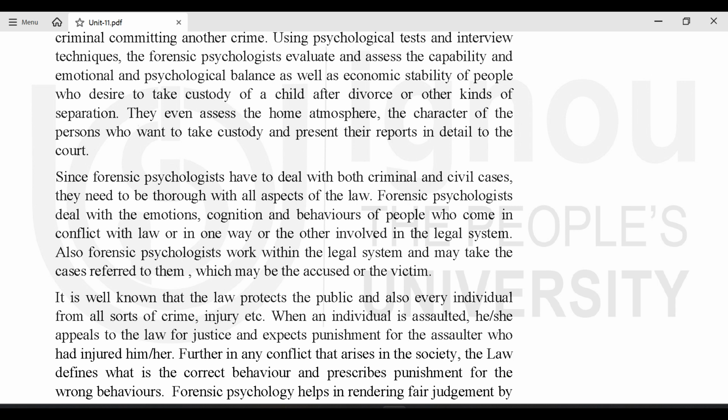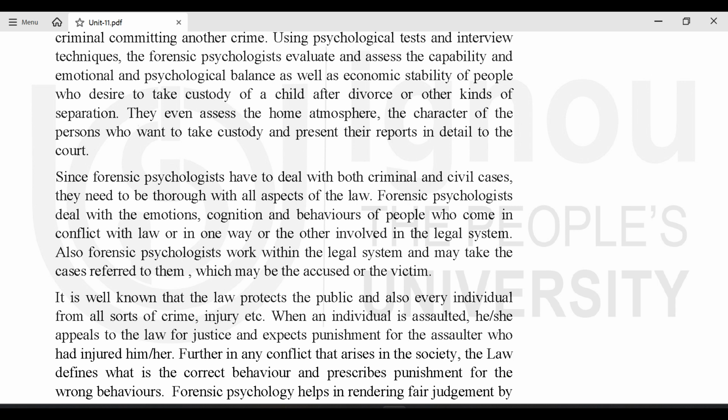Using psychological tests and interview techniques, the forensic psychologists evaluate and assess the capability and emotional and psychological balance as well as economic stability of people who desire to take custody of a child after divorce or other kinds of separation. They even assess the home atmosphere, the character of the persons who want to take custody and present their reports in detail to the court.